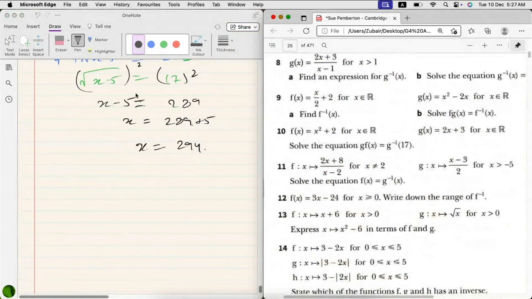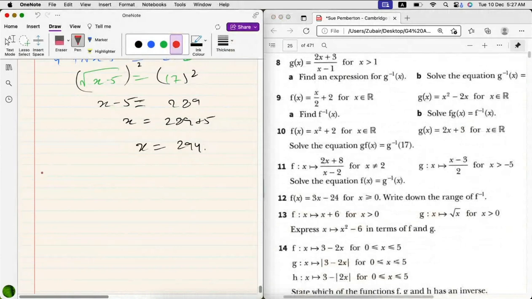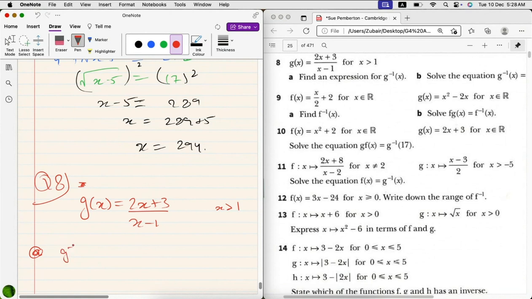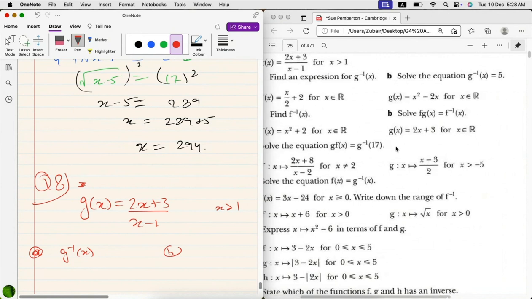Try question number 8. First part says find g inverse x. And B part says solve g inverse x is equal to 5.